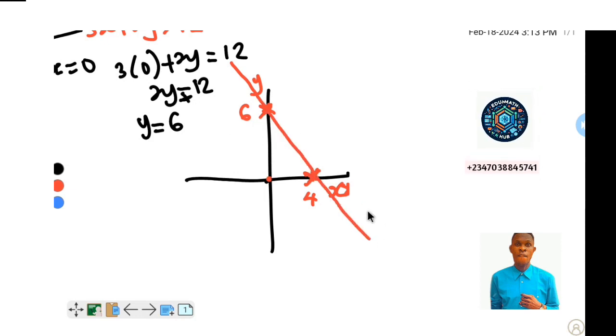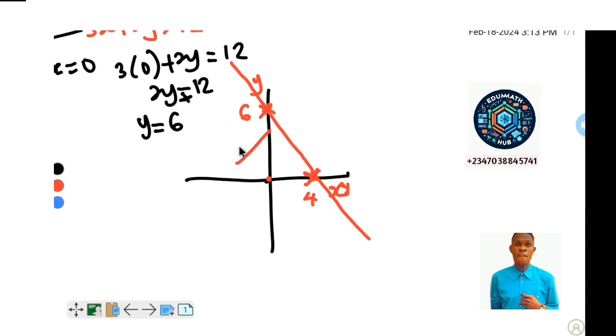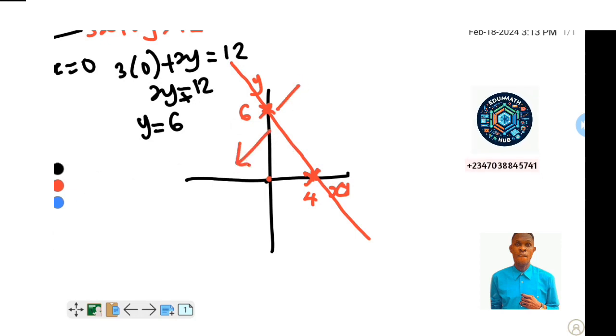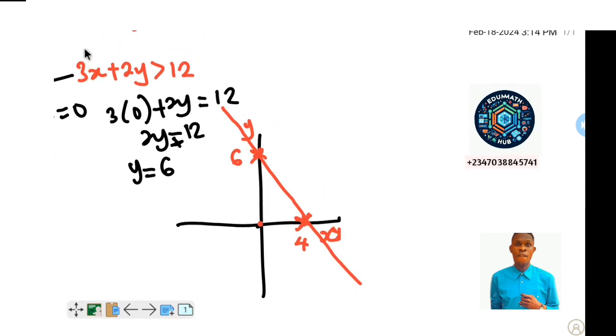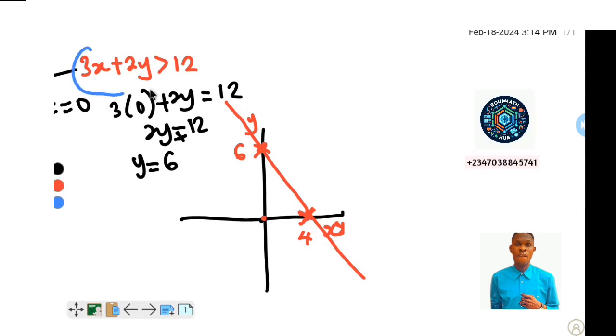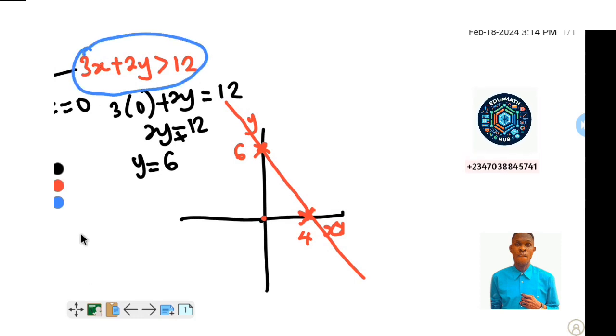Now after getting this equation, we need to know where to shade. Are we shading this direction or like this, or are we shading like this? So you use your test point. Now for our test point, check the equation. This is the equation that we are given. So if you check the test point, you have 3x plus 2y greater than 12.